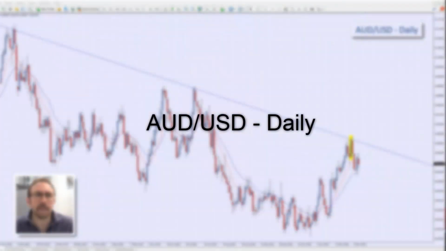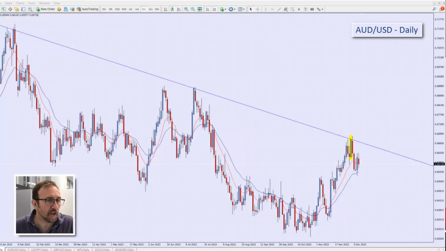We'll continue to do the chart of the day as long as we can, and then while we have a little break. All right, so let's kick off this morning, and let's start off with our Aussie US dollar chart.